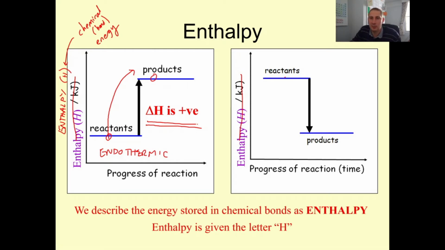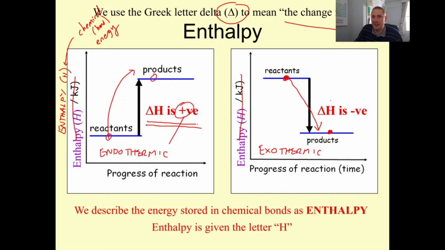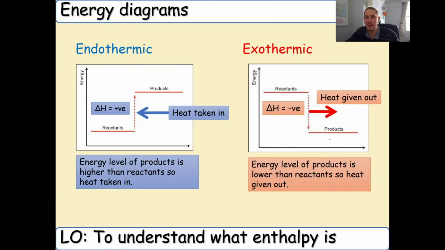If here we start off with a lot of H, we end up with less H, well, therefore the change, as it says up here, delta means the change in, and you're going to have to get used to that. So delta means the change in. So delta H, the change in enthalpy, is negative. We lose enthalpy, and this is an exothermic reaction. And you do need to instantly be able to associate these signs. Negative means exothermic, positive means endothermic.